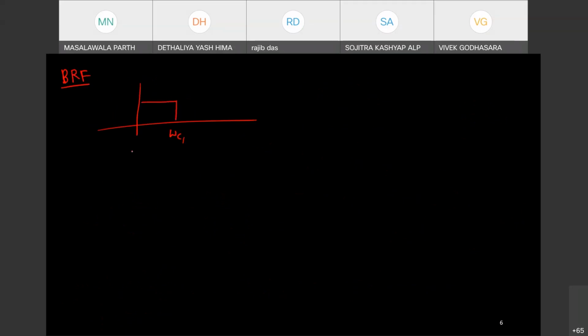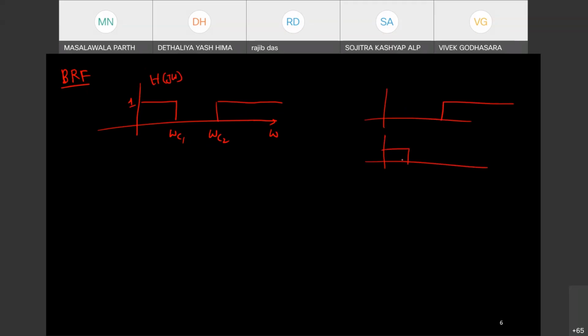Up to omega C1, it is pass band. Beyond omega C2, again it is pass band. This is your H of j omega. This is 1. Okay, this is ideal. Now, how to get this? If you consider a low pass filter like this, or suppose a high pass filter like this, followed by a low pass filter like this, will you get this one after taking the product?